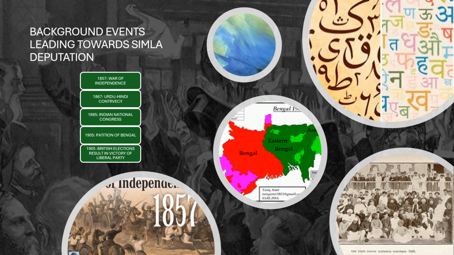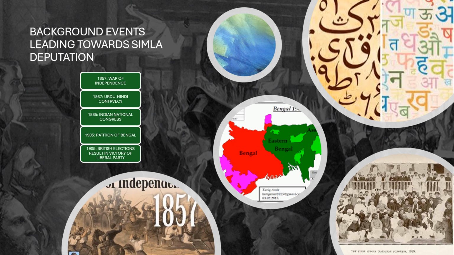Next is 1905, the partition of Bengal. After the partition of Bengal, the Muslims of the subcontinent realized that any action of the government that resulted in favor of the Muslims was not liked by the majority Hindus. Next is 1905, the British elections that resulted in the victory of the Liberal Party.